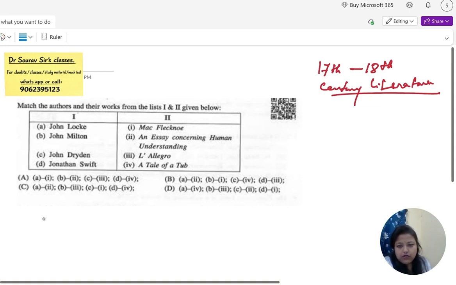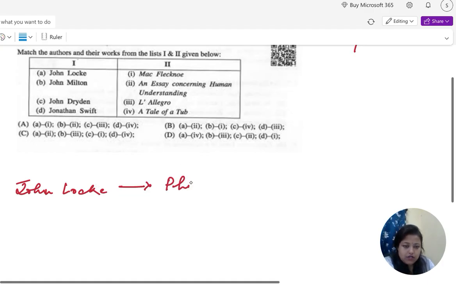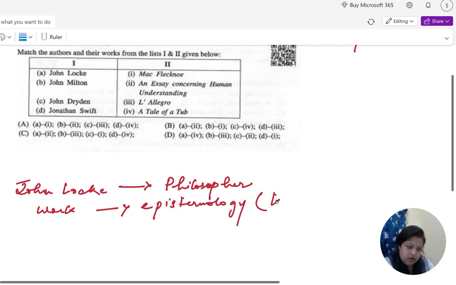John Locke was a philosopher and he worked on epistemology, knowledge theory. So A will be 2. A2. Let's check where we have got A2.